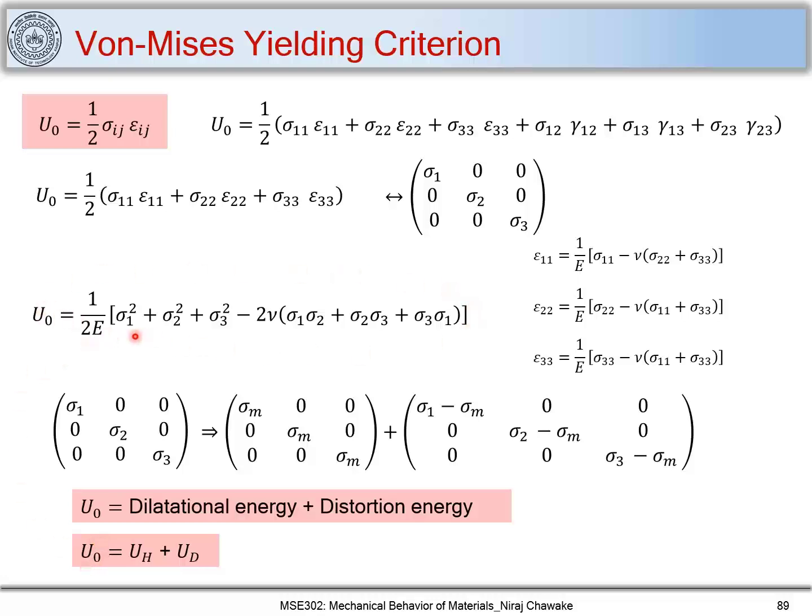Now we have to find the distortion energy, because this distortion energy will give you an idea of when the material starts deforming, or when the material will start plastic deformation. So our aim is to find Ud. Now we have found U naught, we have to find Ud.